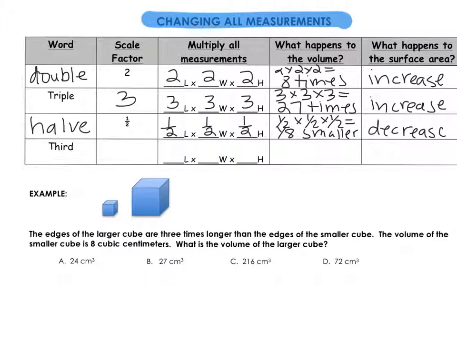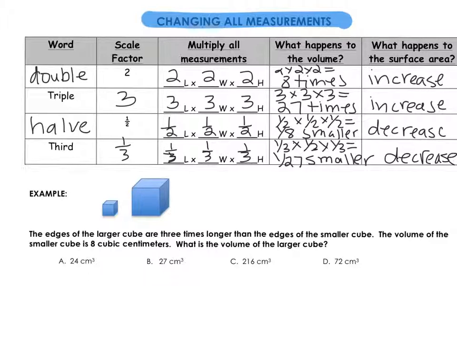And then if you're cutting every measurement by a third, then that means the length, the width, and the height are all cut by a third. Then you're doing 1/3 times 1/3 times 1/3, which will give you 1/27th the original size. So that gets pretty small there. And your surface area would decrease.